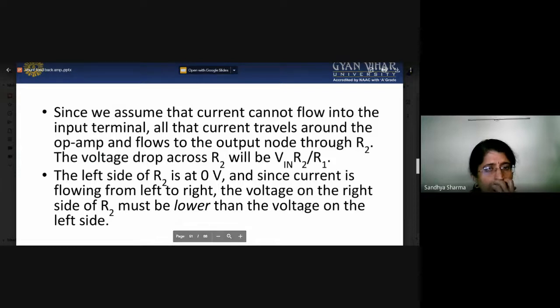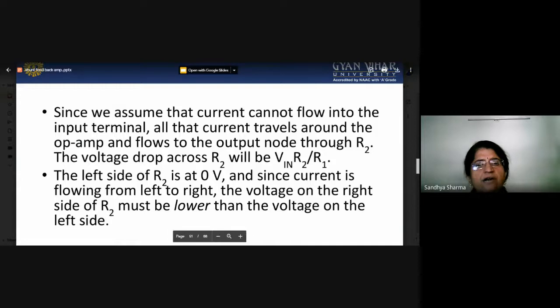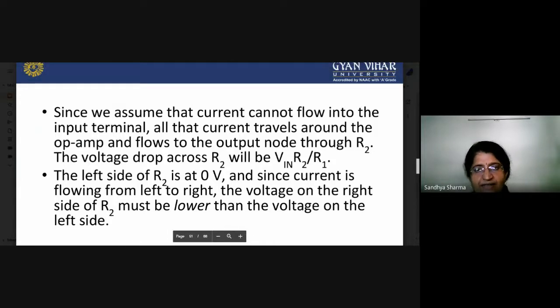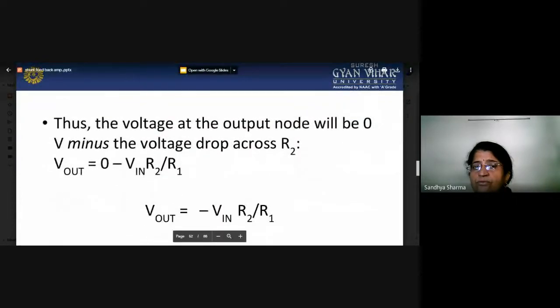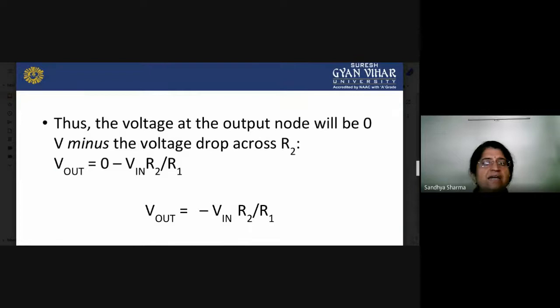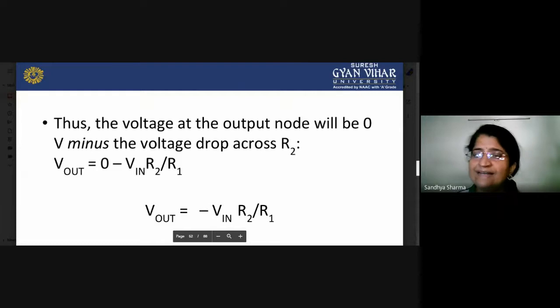Okay. If we are talking about R2 being at 0 volts, what will happen? The left side of R2 we are assuming as 0 volts. Since current is flowing from left to right, the voltage on the right of R2 must be lower than the voltage on the left side. So V output is equal to V1 minus Vin times R2 upon R1, and V1 is equal to 0 because we have put V2 to the ground. So if V2 is 0, V1 is 0, and V output is equal to minus R2 by R1, or sometimes we also call it RF by R1.